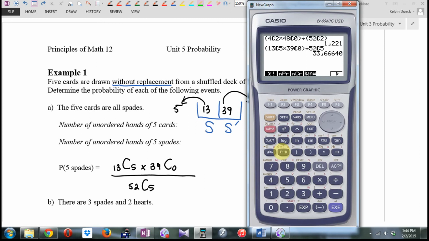Why? This is a flush, spade flush. It's a good hand. Not the best. Straight flushes are better, but this is a pretty good hand. Second best hand after a straight flush. Okay. 33 out of 66640.